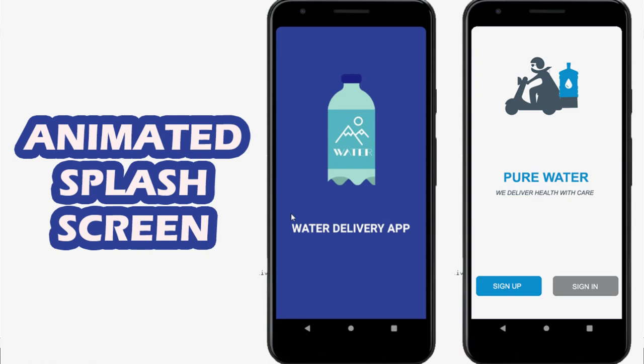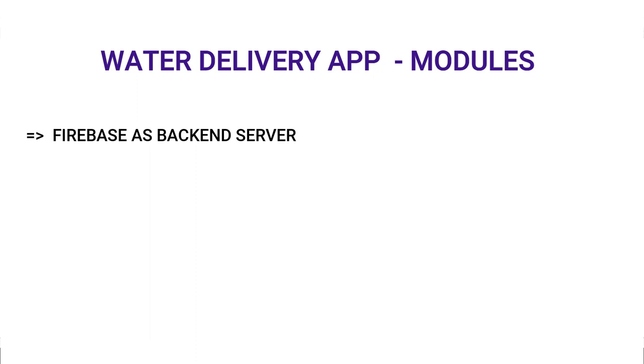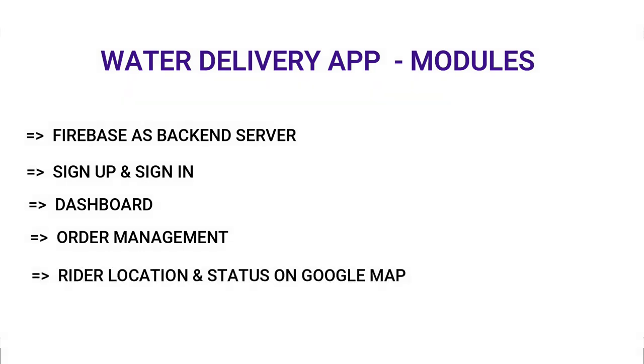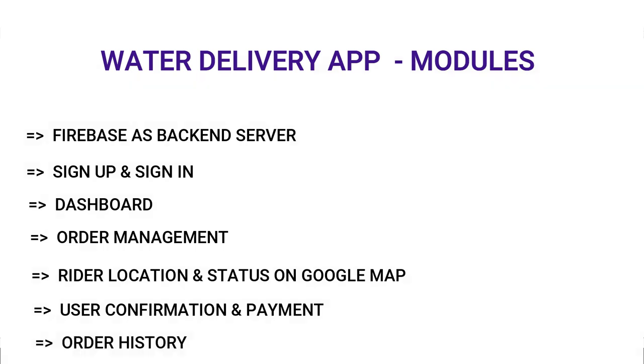From this video we are going to start a new series, Water Delivery App Development in Android Studio. We are going to learn how to develop a full-fledged water delivery application from scratch to end by using Firebase as backend server. There are some major modules in our application like sign up and sign in for customers and sellers, dashboard, order management, rider location and status on Google Map, user confirmation, payment, order history, etc. You can find the source code and resources being used in this project by the link in the description.